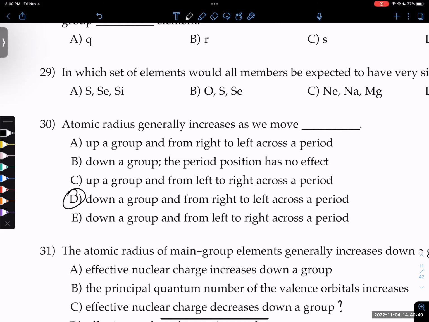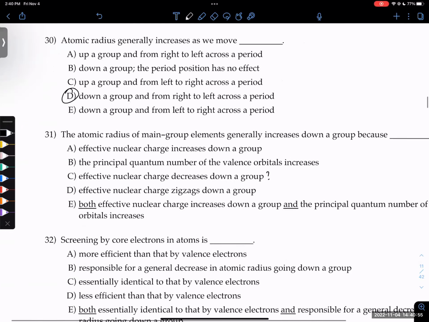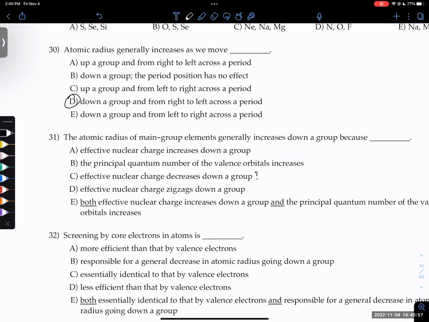Makes sense? Perfect. Let's do the next one, 31. All right, number 31. The atomic radius of main group elements generally increases down a group because.